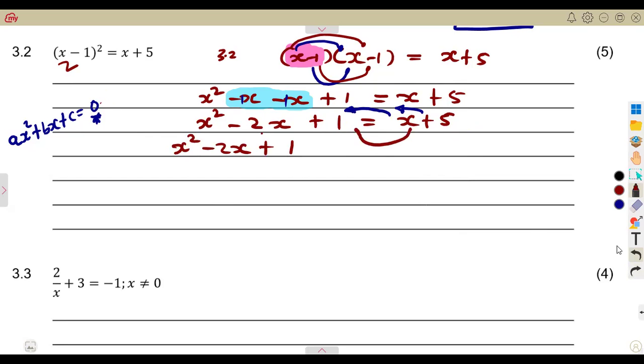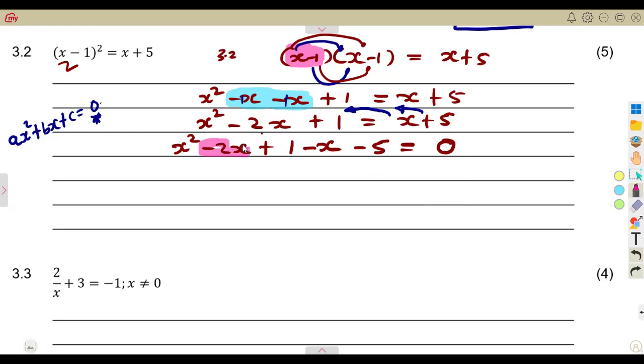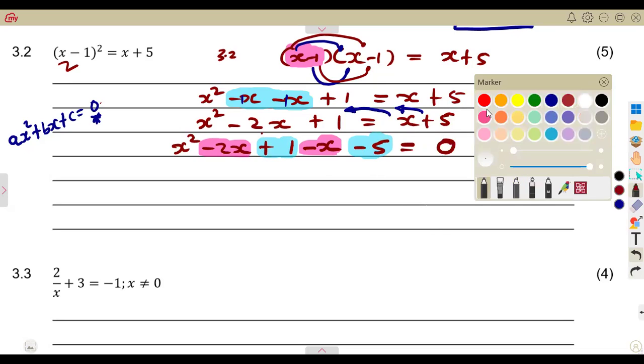X, this side, it becomes what? Minus x. 5, this side becomes what? Minus 5. This is now equal to 0. We have removed these ones. We are now back to the like terms, just like what we saw before. Why? Because we've got the x here, which is common. The minus 2x and the minus x. We also have the numbers here, the constants, 1 and the minus 5. So let's collect these like terms first.